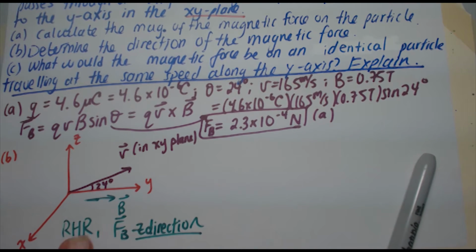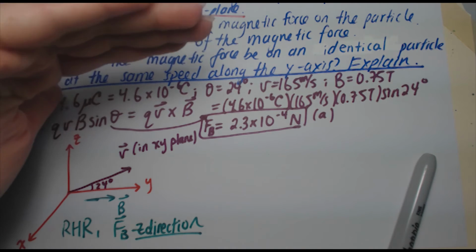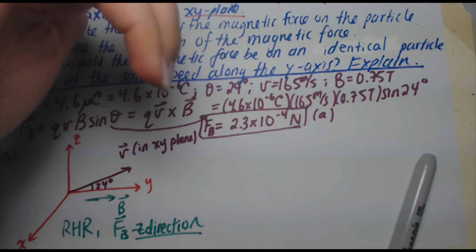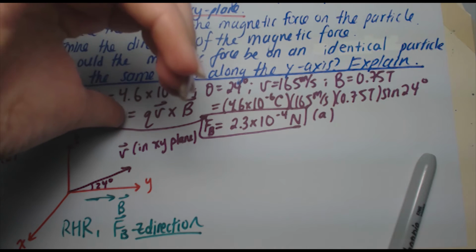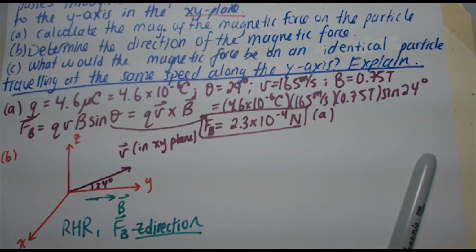So again, take your right hand, start with your fingers pointing in the direction of velocity, and curl towards the direction of the magnetic field. And ask yourself, what direction is my thumb pointing? Well, it's pointing down. Okay, my thumb's pointing down. That's the direction of the negative Z direction. Okay, so hopefully that's all right.